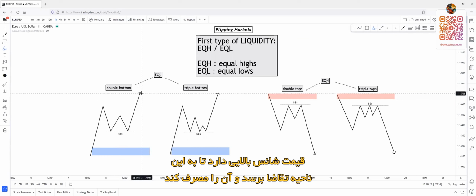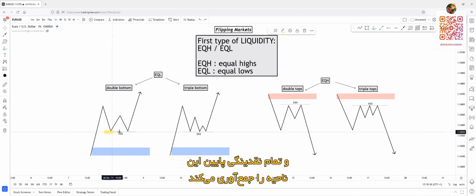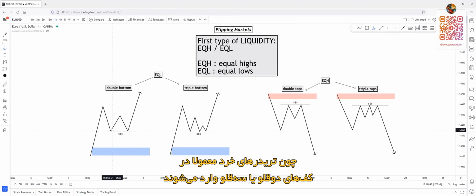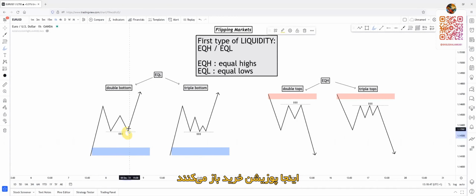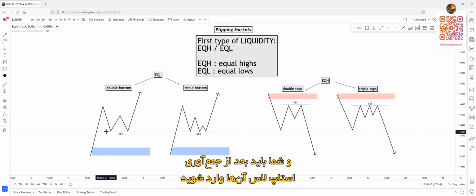Price has a great chance to come back to this demand zone and mitigate it, with liquidity above, and sweep all of the liquidity from this region, because you have to think with the retail trader's brain. Retail traders usually open on the double bottoms and the triple bottoms. So if they see a double bottom, they will open a buy position here. The purpose of smart money is to sweep all of the retail traders' stop losses, and you want to enter after the stop losses have been swept.